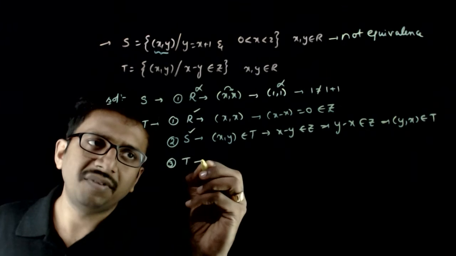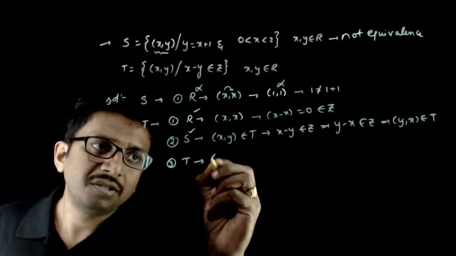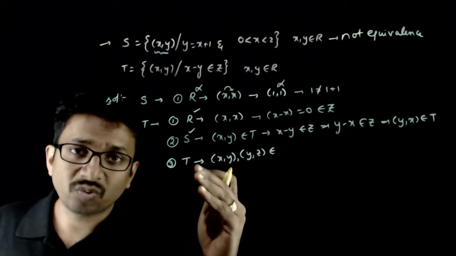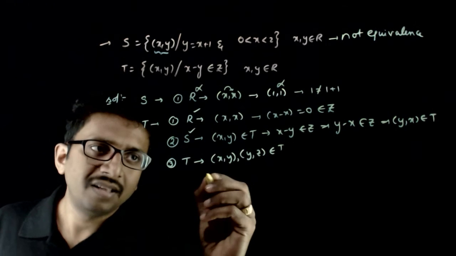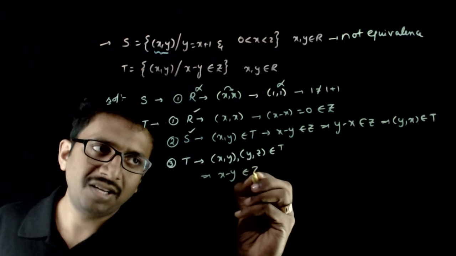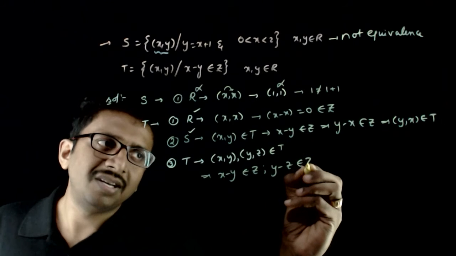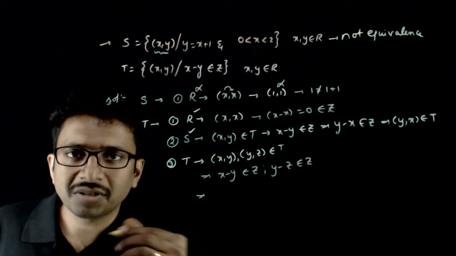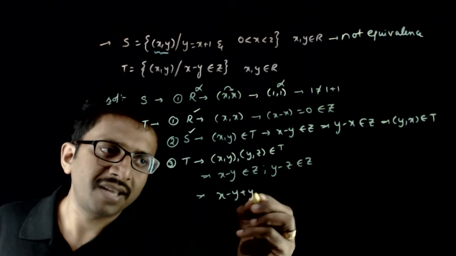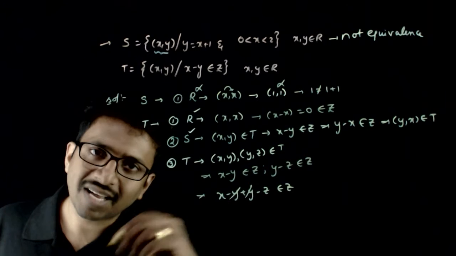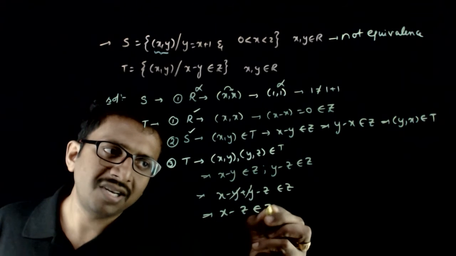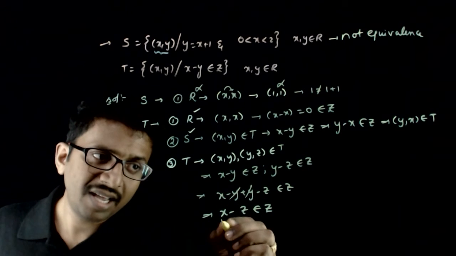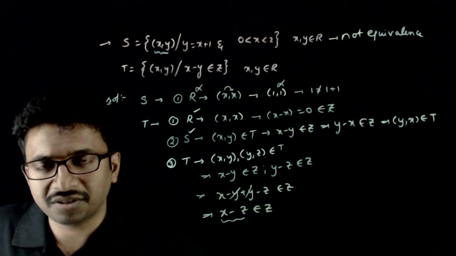If you go for transitivity, you have to assume xy and yz belong to T. This implies x minus y is an integer, y minus z is also an integer. So can I say that the sum of these two is also an integer? That is x minus y plus y minus z is also an integer. So y and y get cancelled. So this implies x minus z is also an integer, right? Hence x minus z will also be an integer.